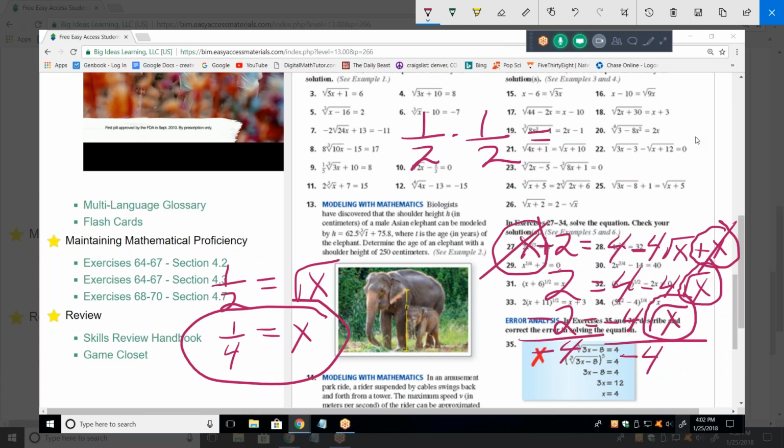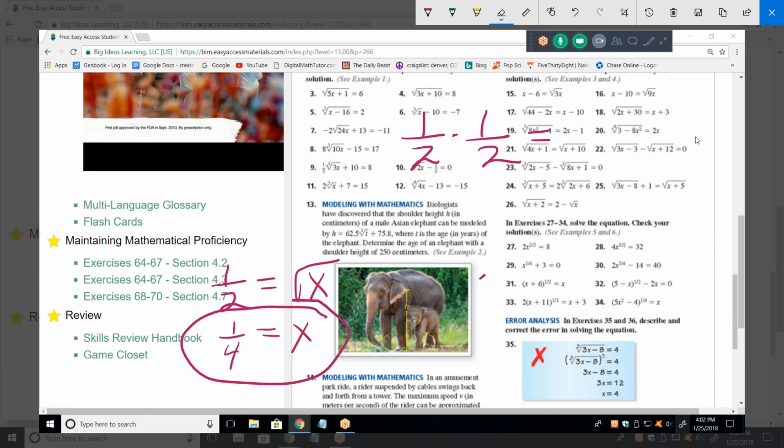And even though we only have one answer, this was a little bit of a screwy problem. So I'm going to test it. Make sure we don't have anything unusual going on. Well, if I plug in 1/4, I've got the square root of 2 1/4, which is 9/4. Is that equal to 2 minus the square root of 1/4? Is that a true statement?